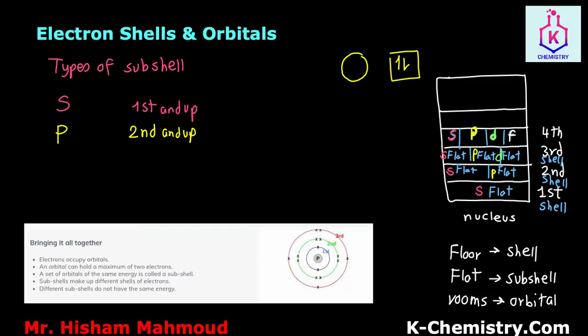The third subshell is called the D subshell, and this one you can find starting from the third shell and up. And the fourth one is called the F subshell, and you can find it from the fourth shell and up. All the orbitals inside the S have the same energy, inside the P, inside the D, inside the F. The different subshells don't have the same energy, the same way the different shells don't have the same energy.